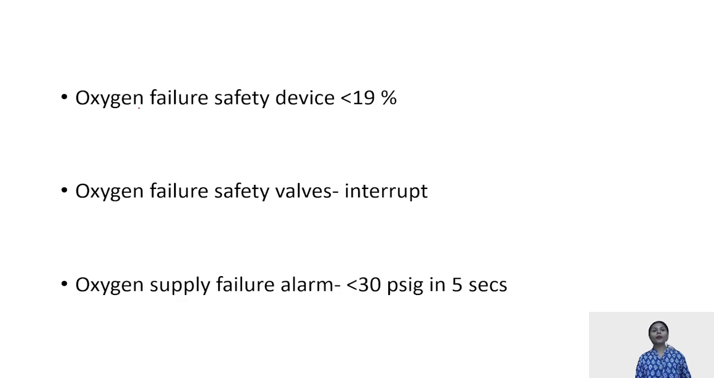Now I told you about the oxygen failure safety device in the intermediate. That is, when the oxygen percentage is going to decrease below 20%, it is going to shut off the supply of nitrous oxide. This is the safety mechanism which the manufacturer has given: the fail-safe valve which I was talking about is going to get interrupted and your supply of nitrous oxide is going to decrease.